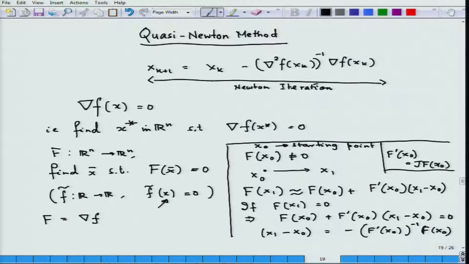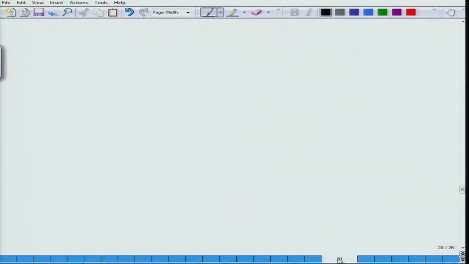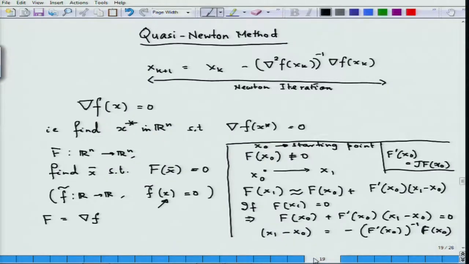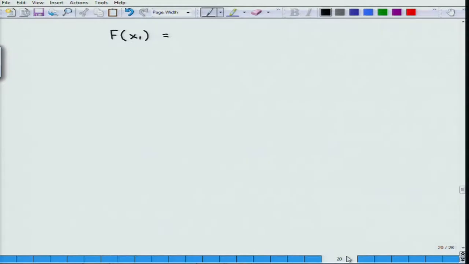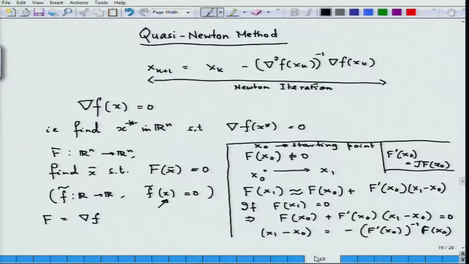So now, if I want to move to the case where I need not have this to be positive definite at every x k, then I try to do something else. Instead of writing f of x 1 in terms of this derivative, I bring in some B k, which is a positive definite matrix, because here in this case I would really have needed a positive definite matrix.